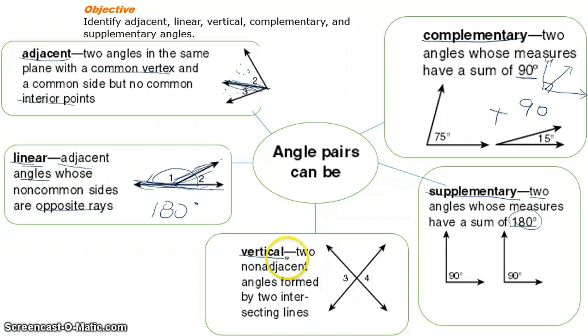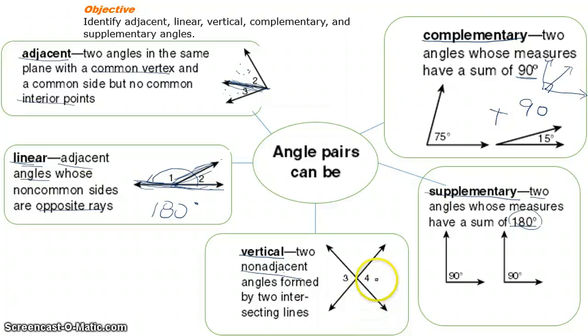Vertical angles are two non-adjacent angles. So let's go back to our definition of adjacent. They have a common vertex and a common side. So if we look at these, our vertical angles here are angles 3. They do have a common vertex, but no common side. And vertical angles are always formed by two intersecting lines.